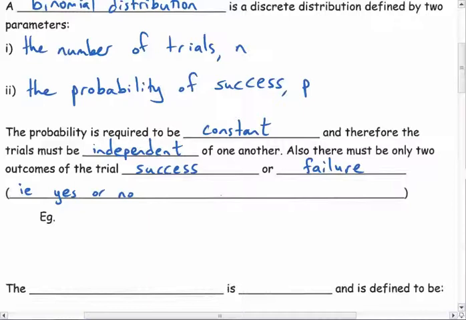So just like bicycle or bicentennial, when you see the prefix "bi" in any English word, it means that there's two options. So a binomial has to have two possibilities. Either you succeed or you don't.